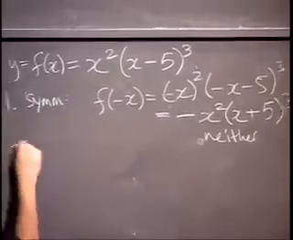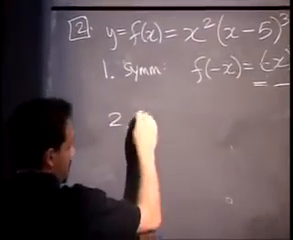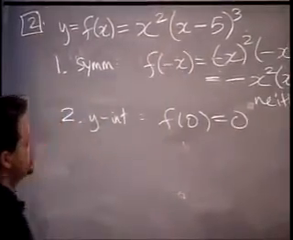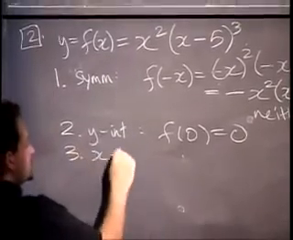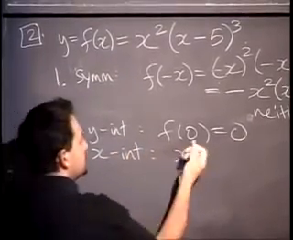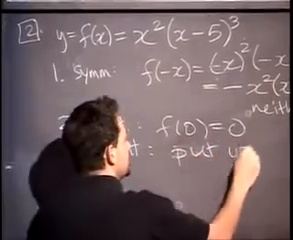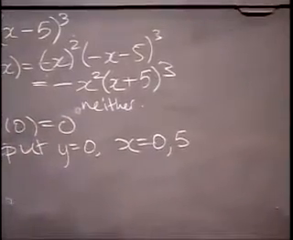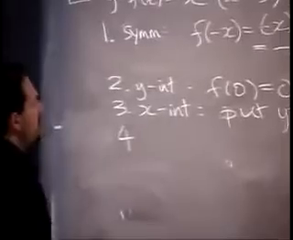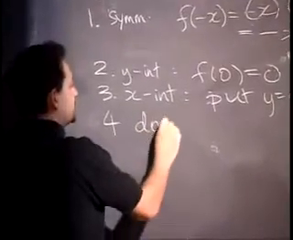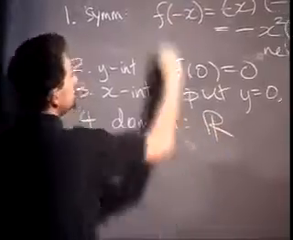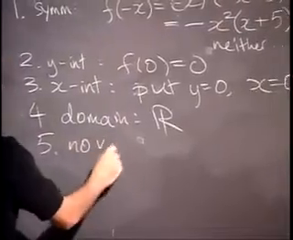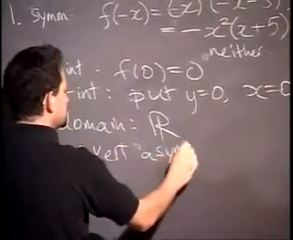Now, step 2, y-intercept, f of 0 is 0. Just plug in 0, you get 0. So there's a y-intercept at x equals 0. The x-intercepts, again, put y equals 0, and you see that x has to be equal to 0 or 5. This is nothing new here. Step 4, well, that is to find the domain, and it's clearly everything. There's no number that you can plug in and cause a screw-up. So it's everything, and therefore there's no vertical asymptotes.